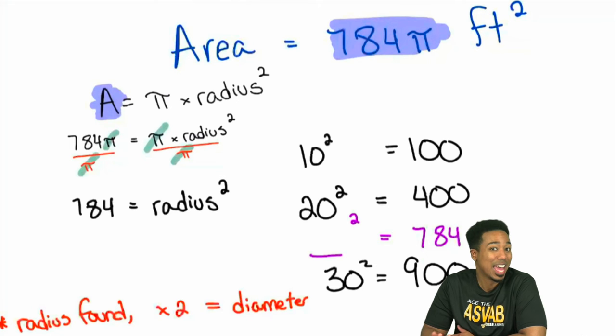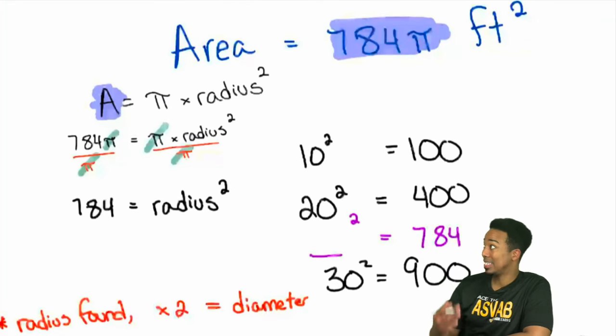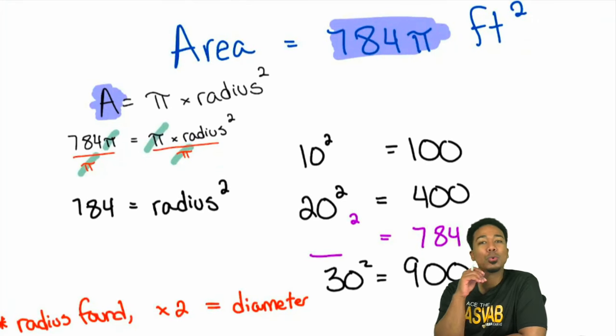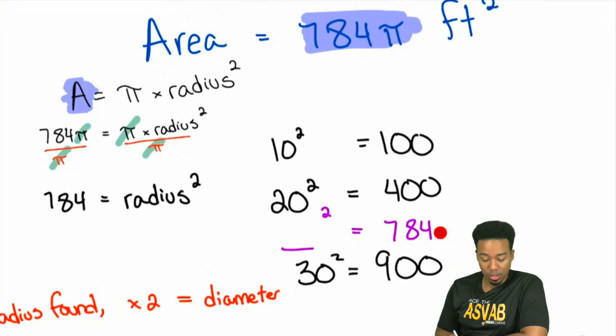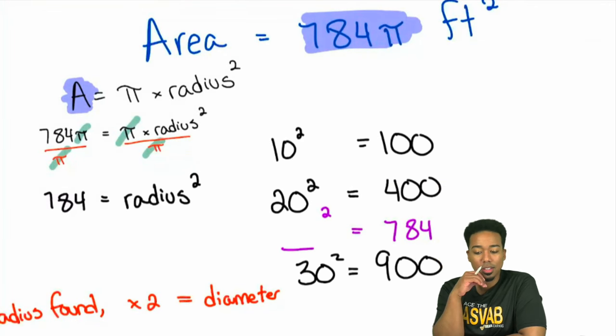Both of those would end in a 4. Is it going to be exactly 784? Which one do you think it's going to be, everybody? The one closer? 900 or 400? Yeah, you can go with 28. That's going to be your best guess.